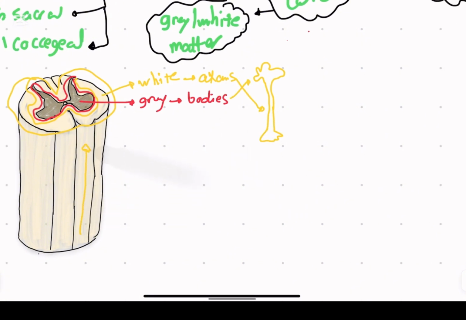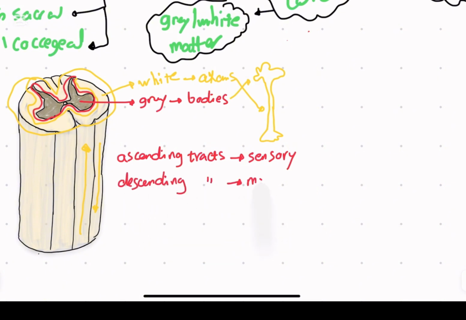So if they are going up toward the brain, this is called the ascending tract and usually they carry the sensory information from the peripheral nervous system to the brain. On the other hand, we have the descending tract that carries the motor function or the motor orders from the brain to the peripheral nervous system.